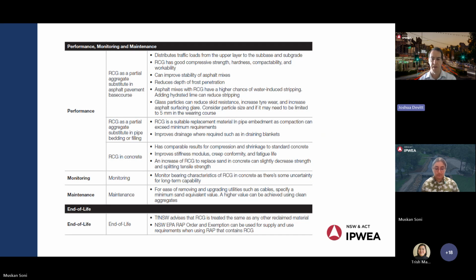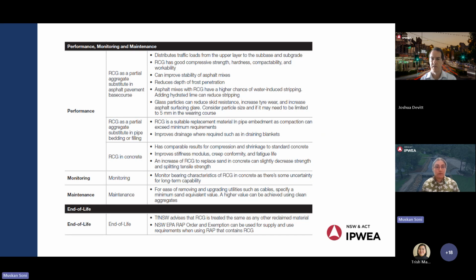And then the end of life section gives some information around the recommended advice from both Transport for New South Wales and the EPA as to how you can approach the particular considerations that you want to look at as a part of using this material. Muskan, did you want to add to that at all?